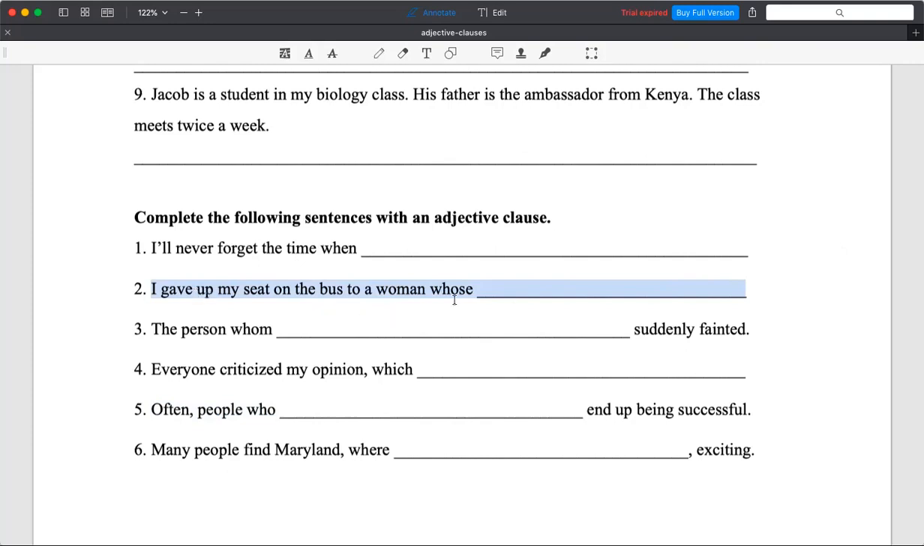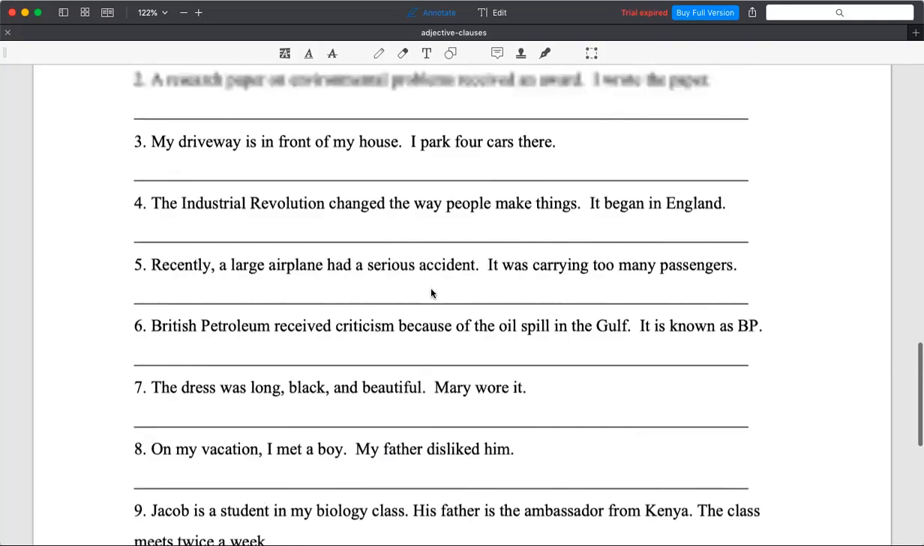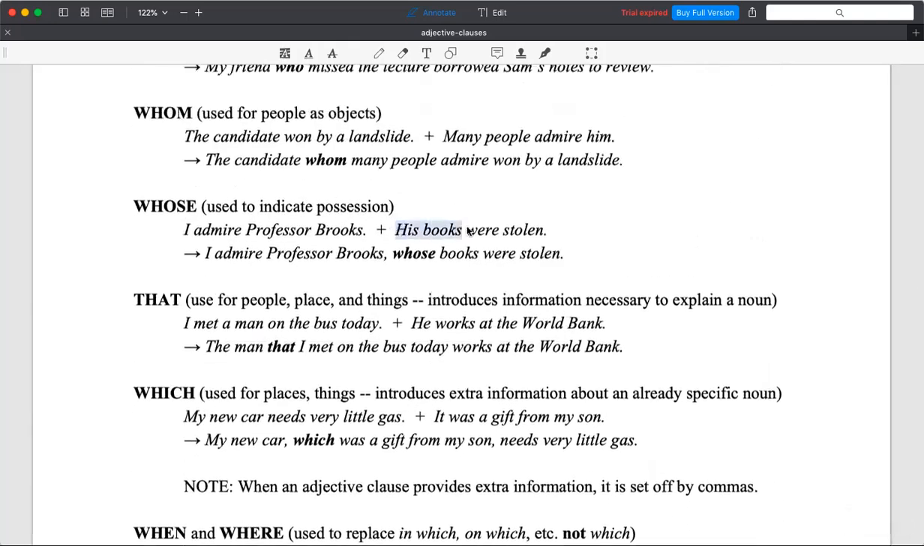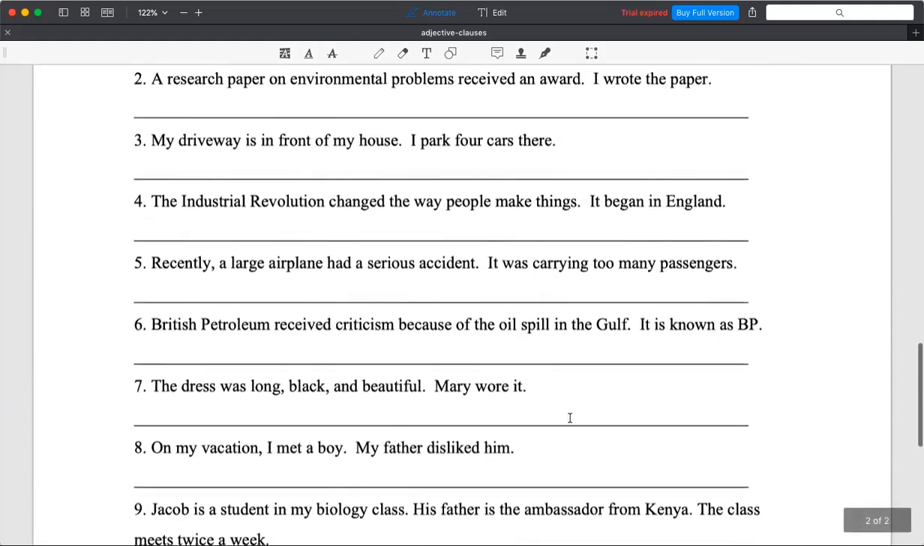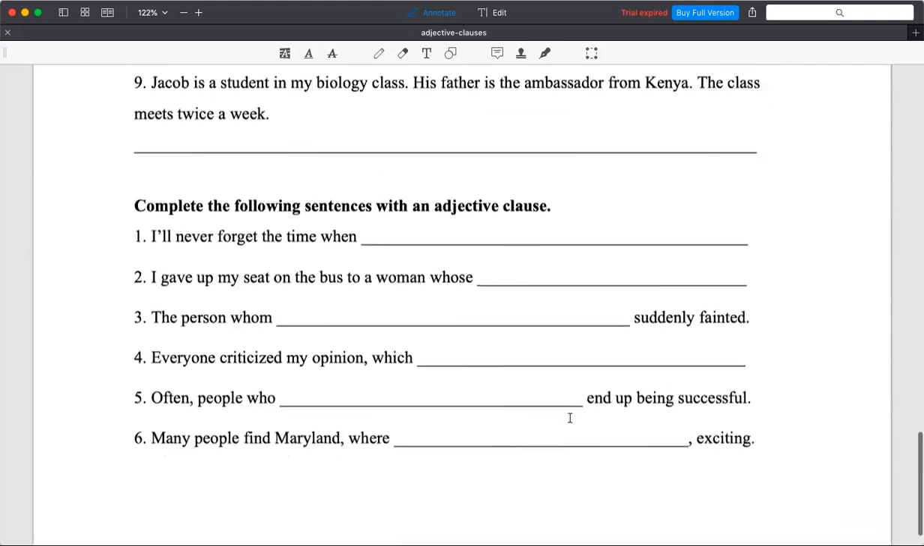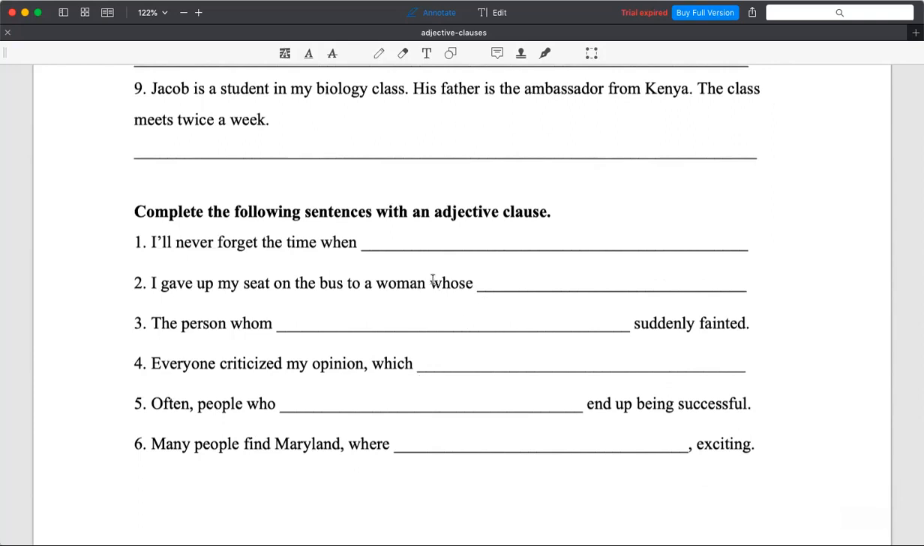I gave up my seat on the bus to a woman who was pregnant. You can't use who's pregnant. You want to say who was pregnant? That's a different story. Whose is possessive. For example, when you have possession, say his books, I say whose books. You can say a woman whose umbrella was broken, for example, whose bag was white, for example. Something that belonged to a woman, specifically defined in this one.